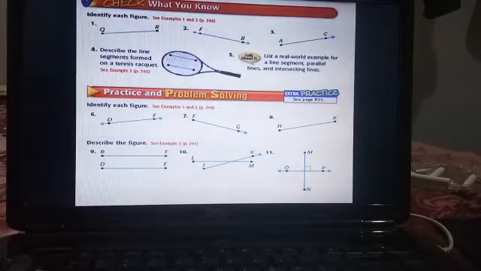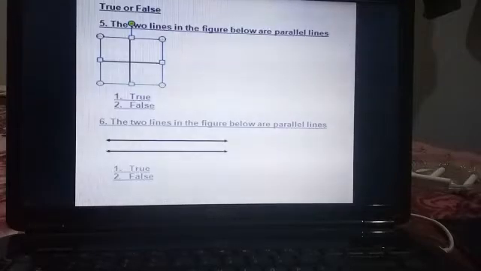At the bottom, you can see your practice. You can do the practice and identify which type of lines are there, whether they are line segment, ray, parallel line, intersecting line, or perpendicular lines. Again, here is some practice exercise. Questions 1, 2, 3, 4 are given. You can find out which are the following. Here again examples are there.